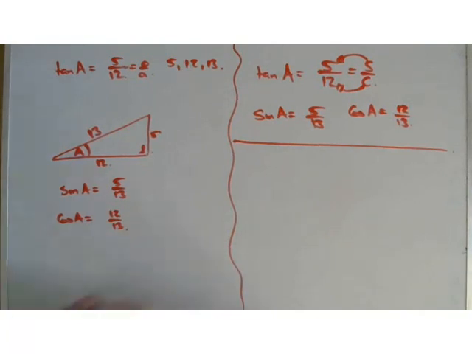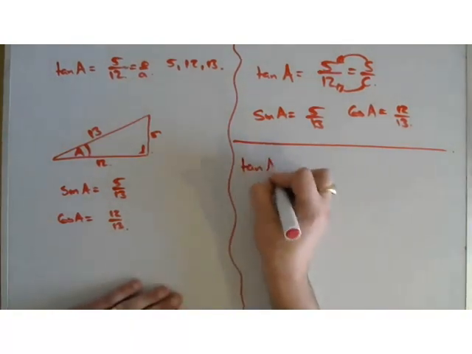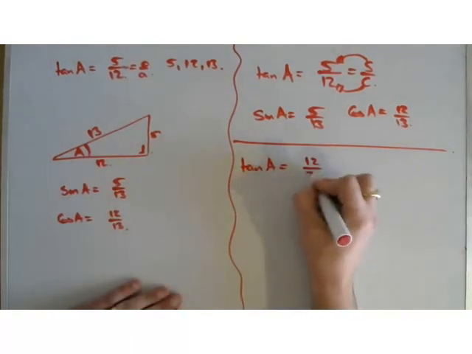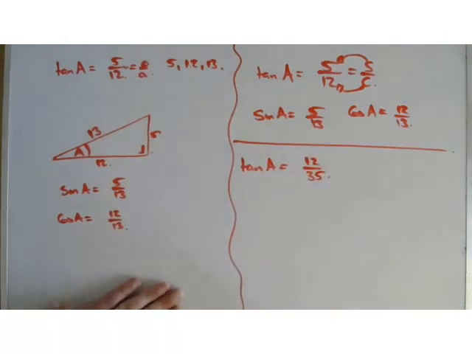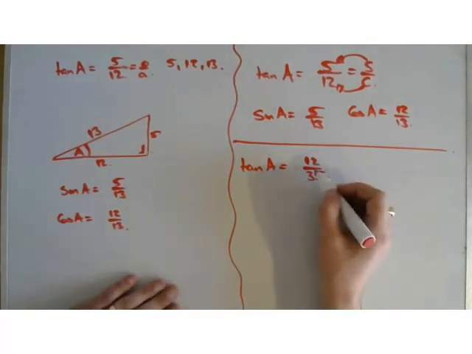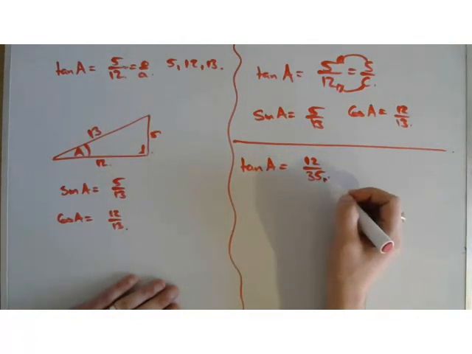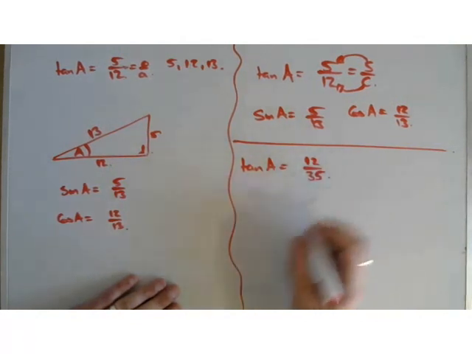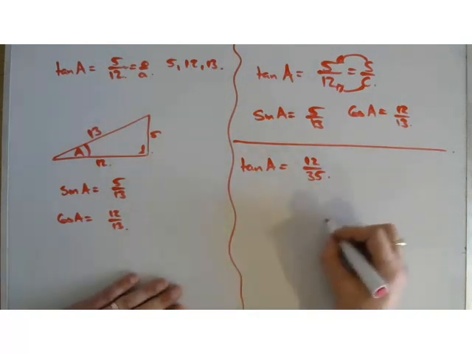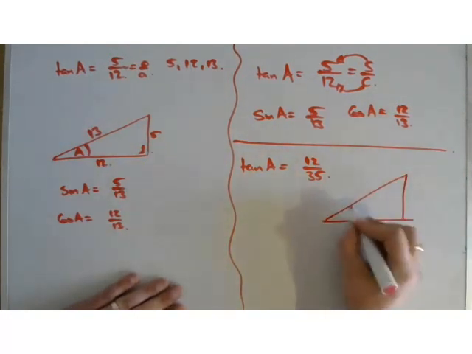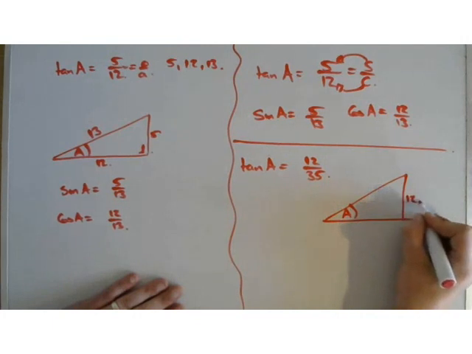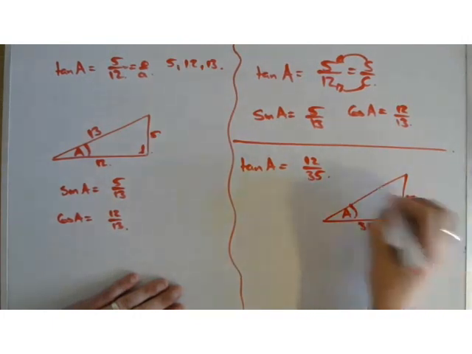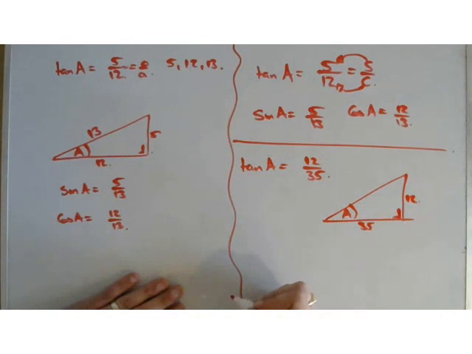Now, the next one, we look at the next one. Tan of A is 12 over 35. I actually don't know that one. I reckon 12, 35, 37, but we'll check it out. So in this case, we'll draw it out. So here is A, this is 12, and this is 35, opposite over adjacent. So this side here is Z.